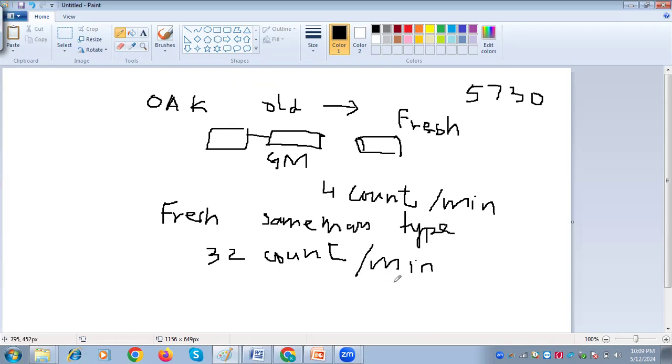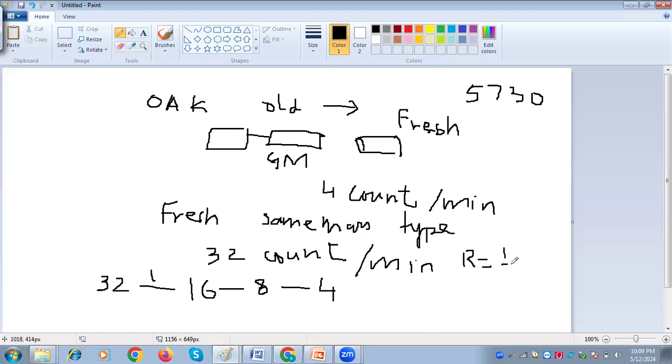First we find out how many half-lives have passed. We can take half of 32. What is half of 32? 16. How many half-lives have passed in dropping from 32 to 16? One. Half of 16 is 8, then 4. So 3 half-lives have passed. If it is an even older plant, we might get 2 counts per minute also.